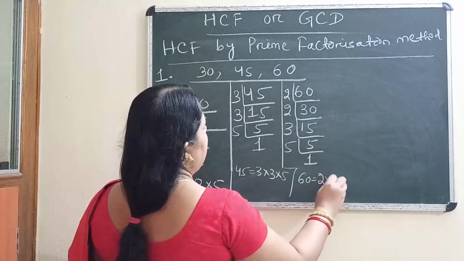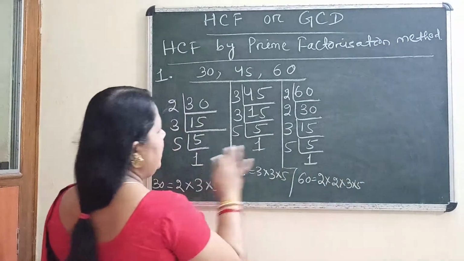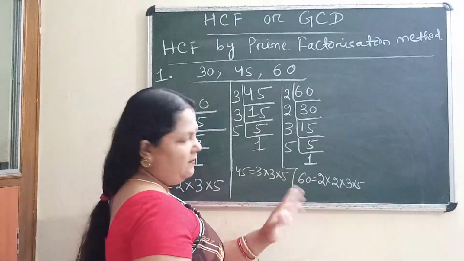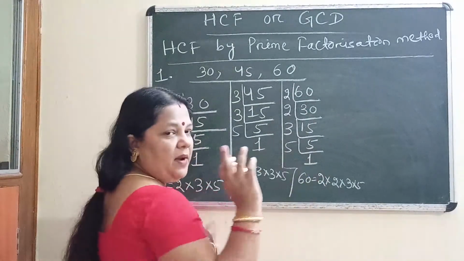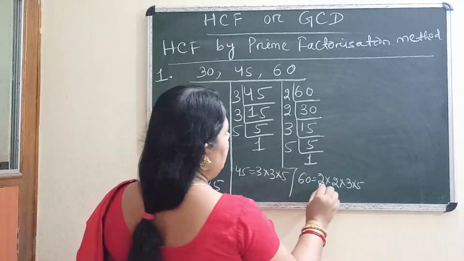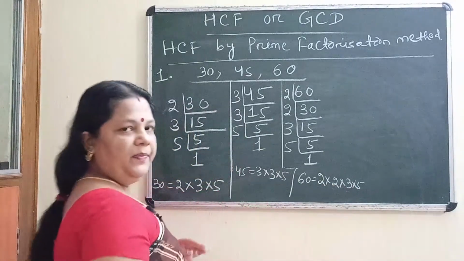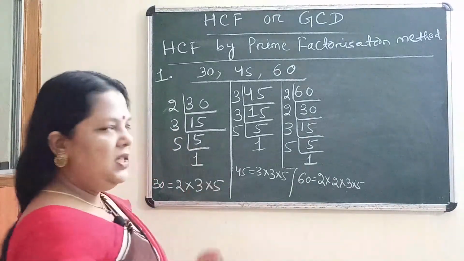Next 60, what are the prime numbers you got here? 2 into 2 into 3 into 5. No need to multiply 1. When you multiply by 1, you get that number itself, so no need to multiply it, only prime numbers. 1 is not a prime number, so don't multiply it. 2 2s are 4, 4 3s are 12, 12 5s are 60. So now this factorization part is over.